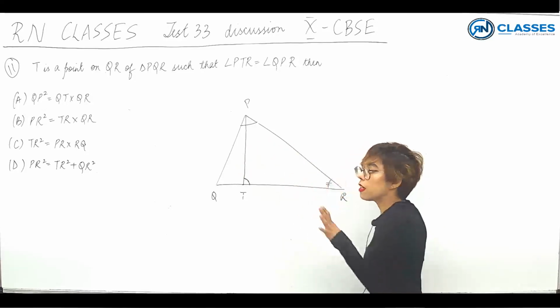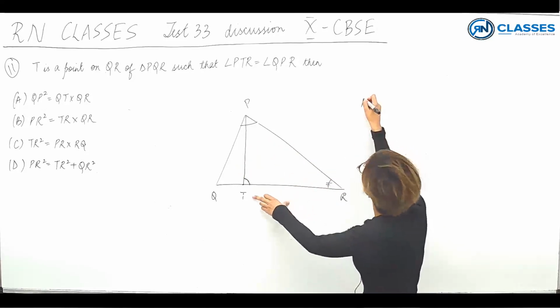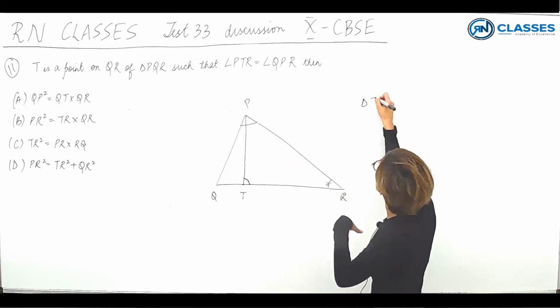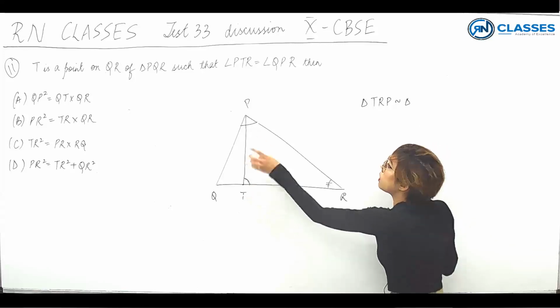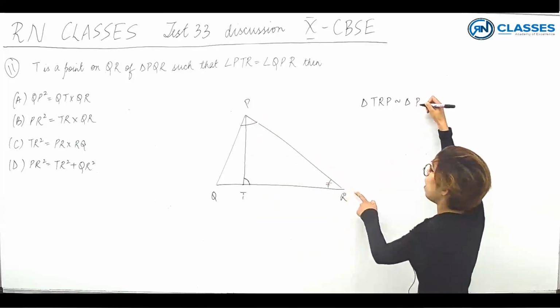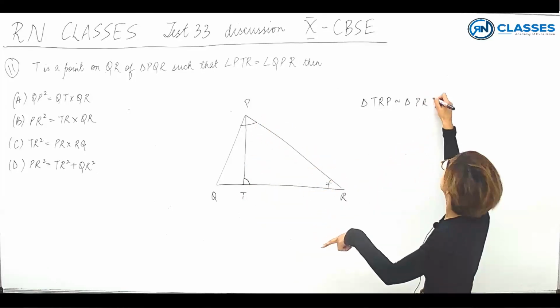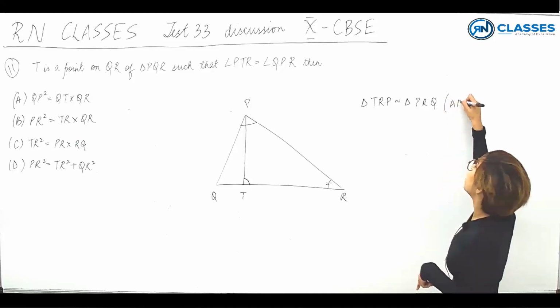Right? So let me write the similarity statement now. Triangle TRP is similar to triangle, now corresponding to T, and R, Q. Right? By double A similarity rule.